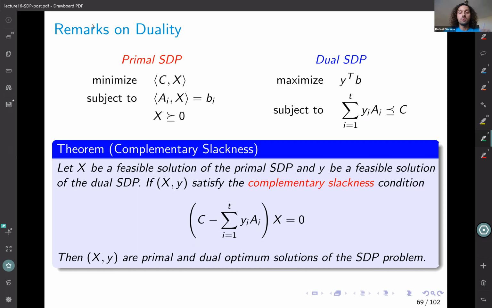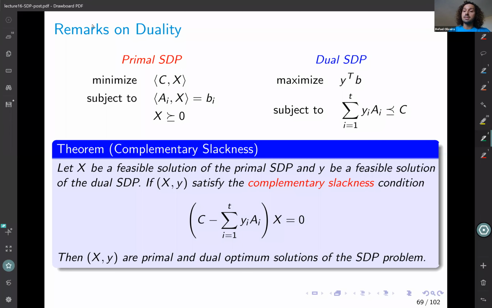X is a feasible solution of the primal and Y is a feasible solution of the dual, right? If X, Y satisfy the following complementary slackness condition, which is a generalization of the linear program complementary slackness. And the condition is that this difference between C minus sum of YI times AI, times X, is equal to 0, then we know that X and Y are primal and dual optimum solutions to the semi-definite program problem.